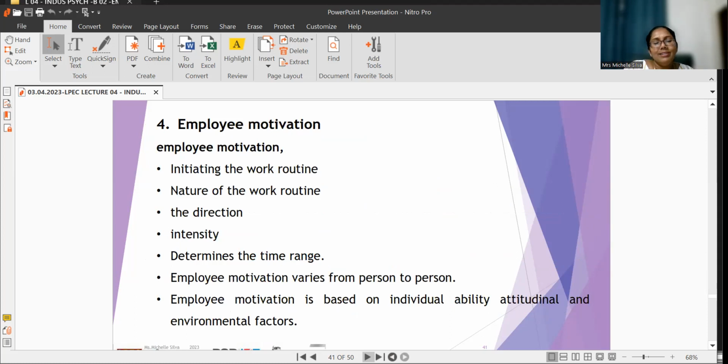Then the next one is employee motivation. The fourth concept in industrial psychology is employee motivation. Actually, there is no need to explain employee motivation yet, but right now I'll give a small description since we have not discussed it yet, because from lesson number 8 we will discuss employee motivation in a very detailed manner as a separate topic, because employee motivation has been recognized as a very important cognitive process in psychology.